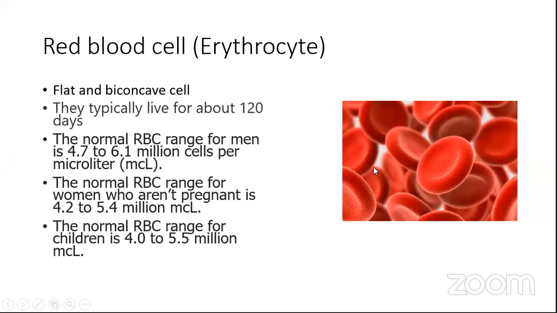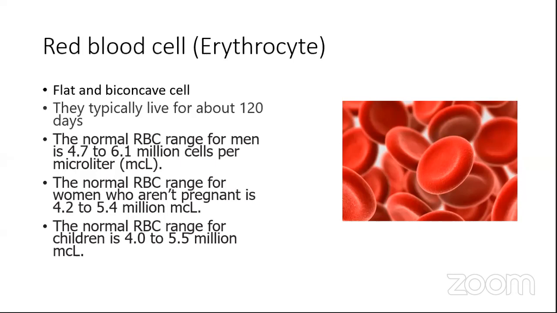They typically live about 120 days. That is the lifespan of the red blood cell, and the normal RBC count ranges from 4.5 to 6.1 million cells per microliter. Look at that, microliter, not liter. Do you know what a microliter is? In a microliter, a small quantity, there are 4 to 6 million red blood cells present in our blood. In women, it will be a little lower due to body size.